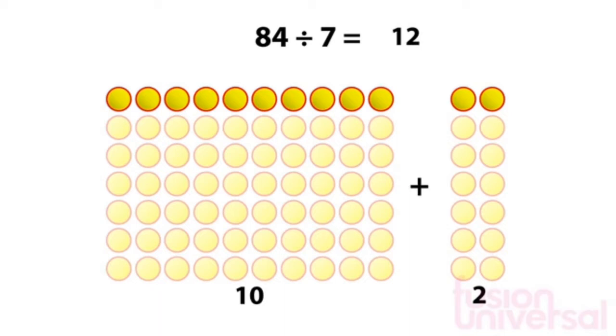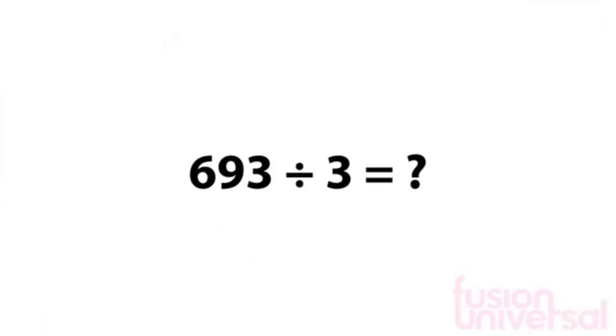It's not always possible to draw out a grid fully. Sometimes the number you are dividing into is just too big. If we want to divide 693 by 3, we need a different way of doing it.